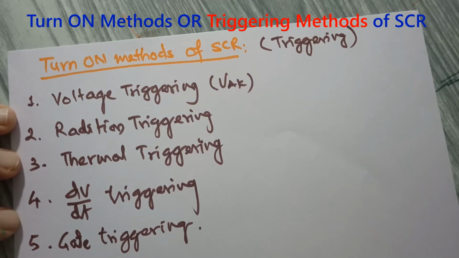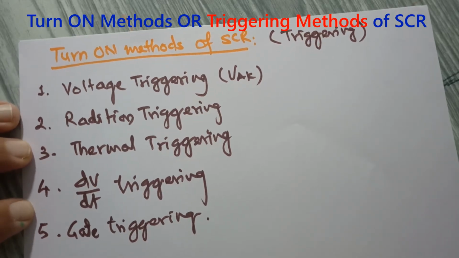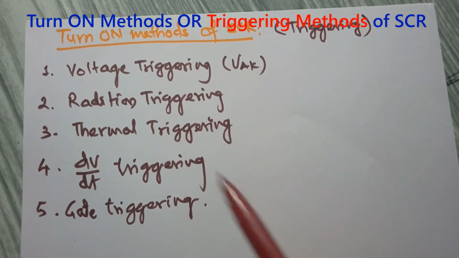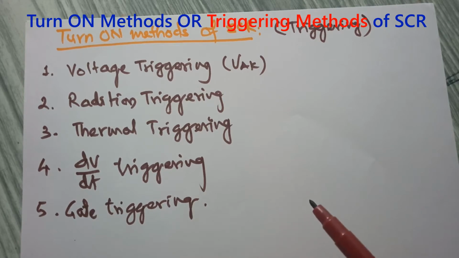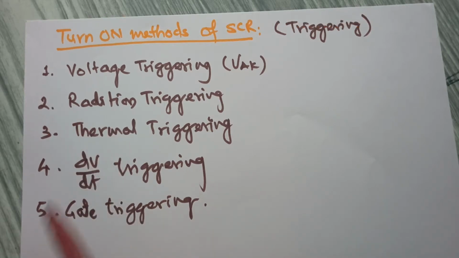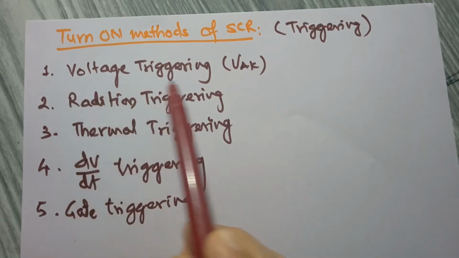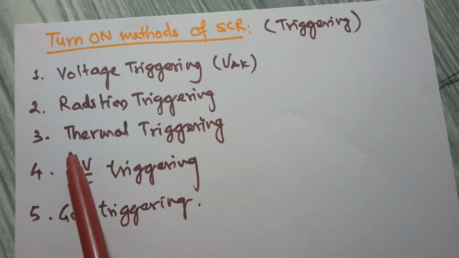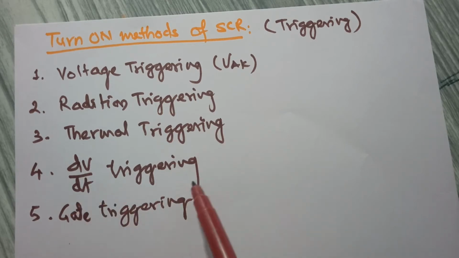In the last session we have seen how gate current plays an important role in turning on the SCR, but these are the different techniques, and each technique has some advantages and disadvantages and some applications also. So let us consider we have five basic triggering methods. The first one is voltage triggering, then we have radiation triggering, thermal triggering, dV by dt triggering, and the last one, gate triggering. So let us study one by one.